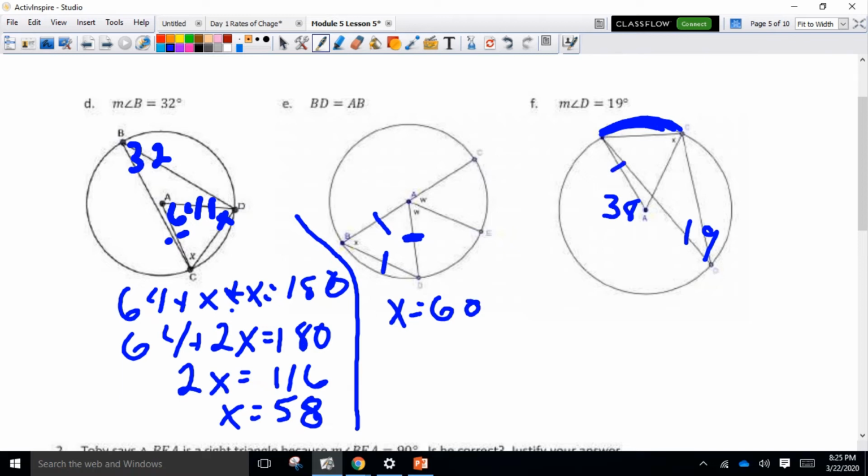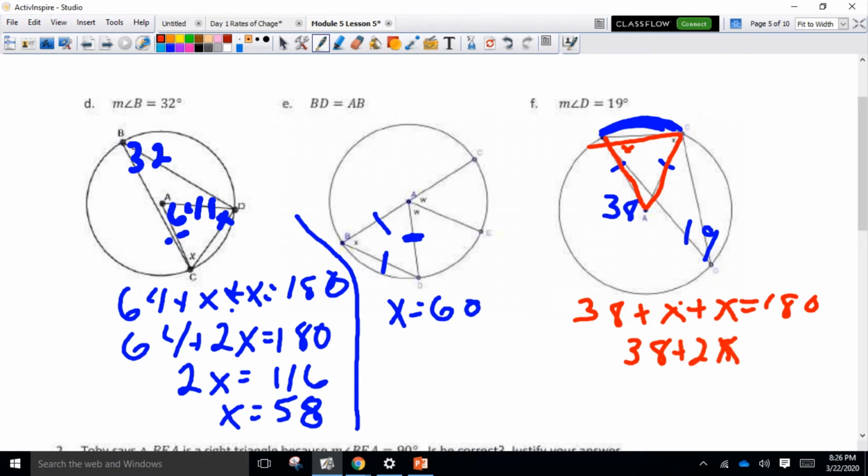Okay, so this is an isosceles triangle here. Right here is our isosceles triangle. So we could say 38 plus x plus x is 180. That's also x again up there. So 38 plus 2x equals 180. 2x equals 142. So x is 71.